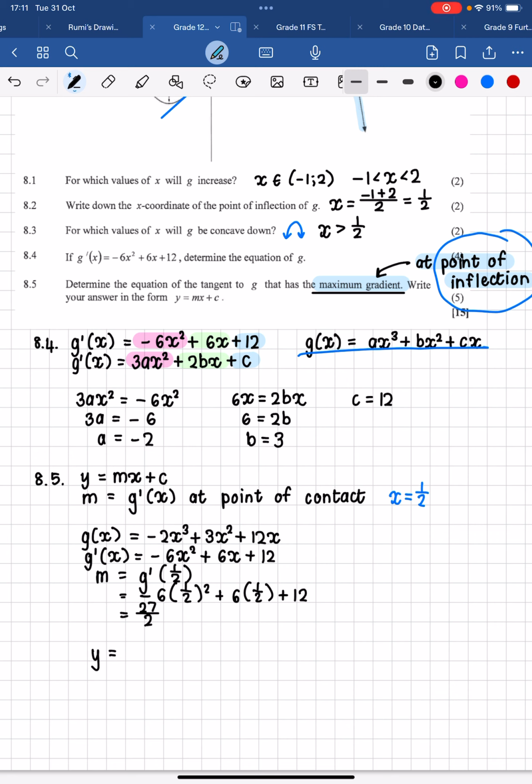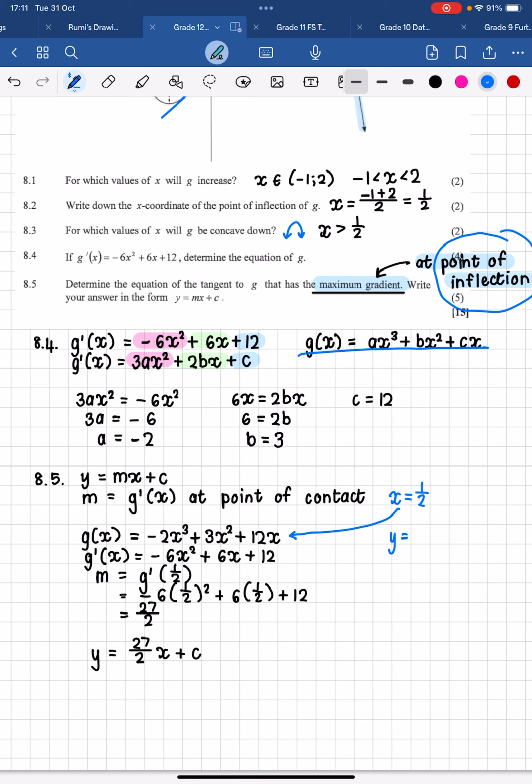So we know that our equation is going to be y equals 27 over 2x plus c. We still need to now find the c value. Now, guys, to find the c value, we need to sub in the point of contact. We had the x value of the point of contact, right? That was the point of inflection. We need the y value. Now we actually can get the y value because we have the equation. So we can now sub that into the equation to get the y value.